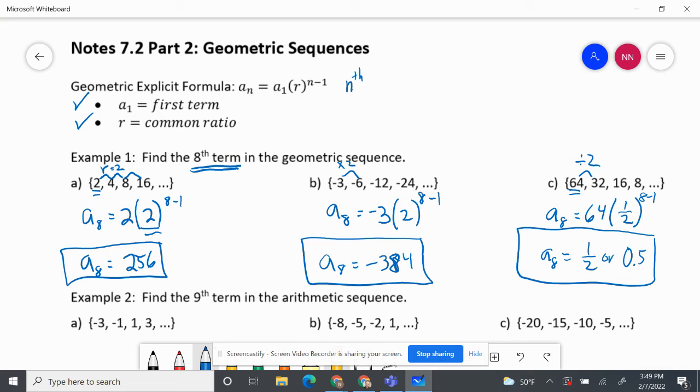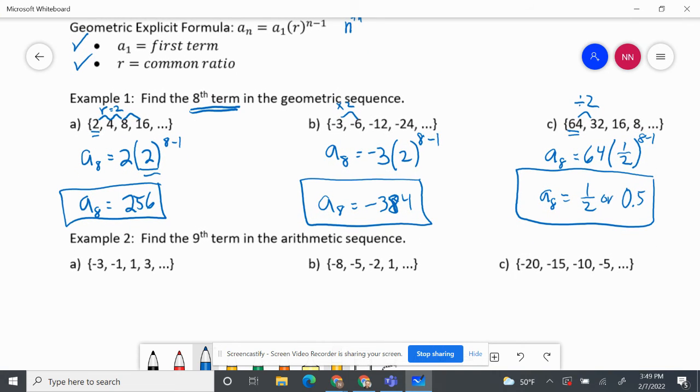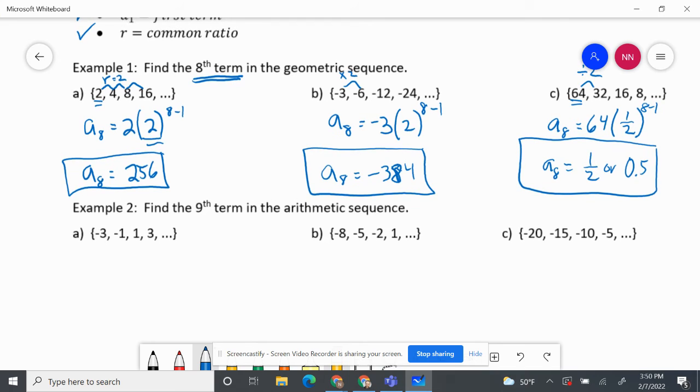Now, what we're going to do next is go back to arithmetic sequences, and the reason why is so we can see that not all sequences are arithmetic, and not all sequences are geometric. So just in case you forgot, the arithmetic one is a sub n equals a sub 1 plus n minus 1, and then notice that this time we're adding 2.